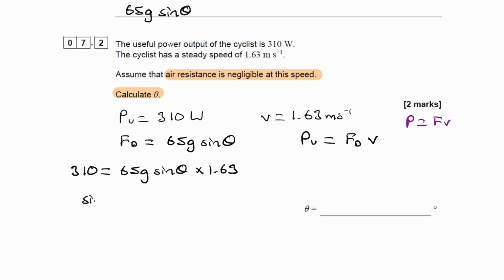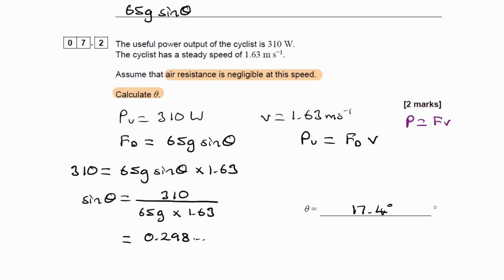Rearrange, sine theta is 310 all over 65g times 1.63. This gives us 0.298, etc. Inverse sine of that, and we end up with 17.4 degrees.